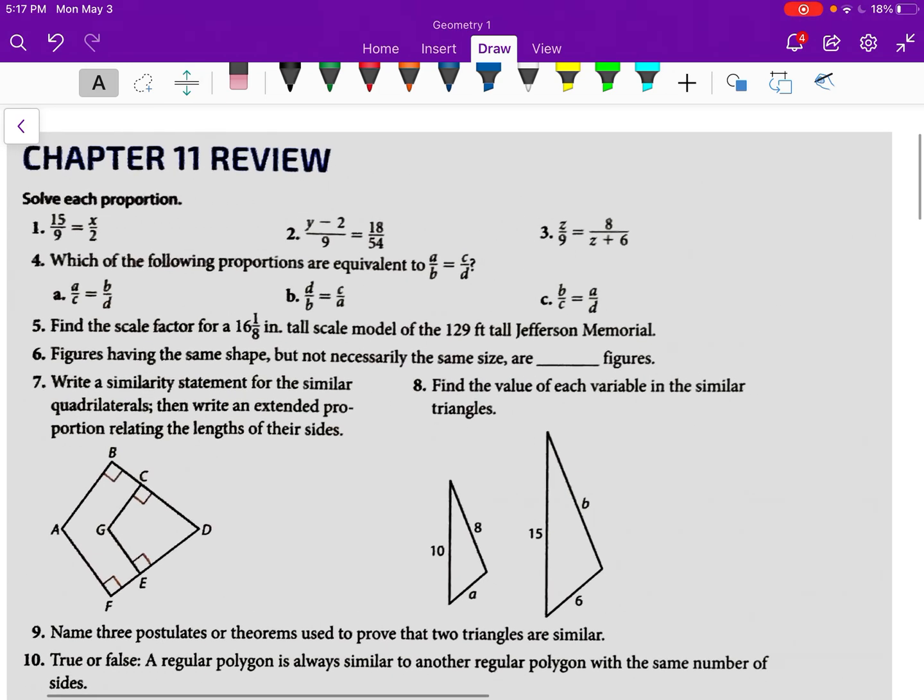So number 1 through 3 says solve each proportion. The way that we solve a proportion is to cross multiply. And so here we have 15 times 2 is 30 equals 9 times x, which is 9x. So we have 30 equals 9x. We can go ahead and divide both sides by 9.